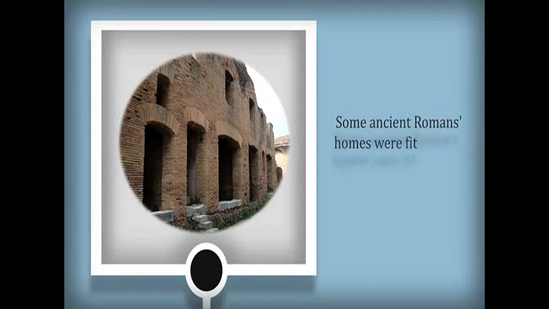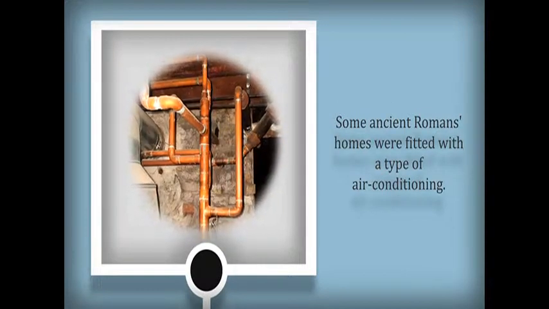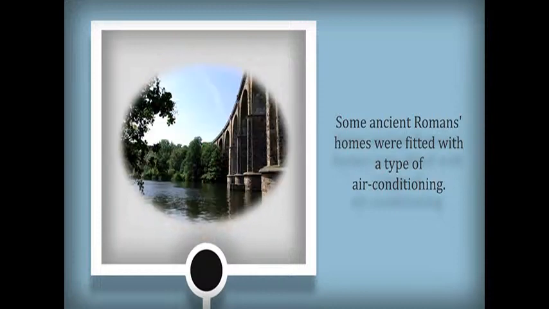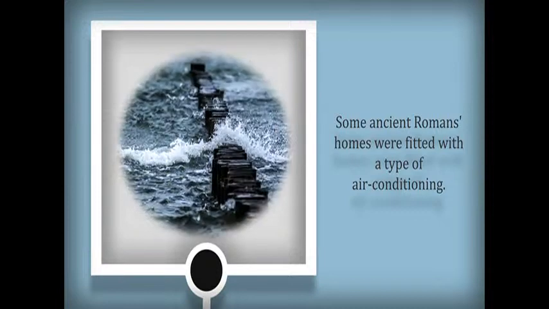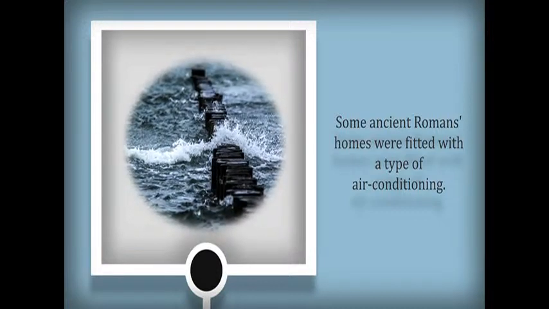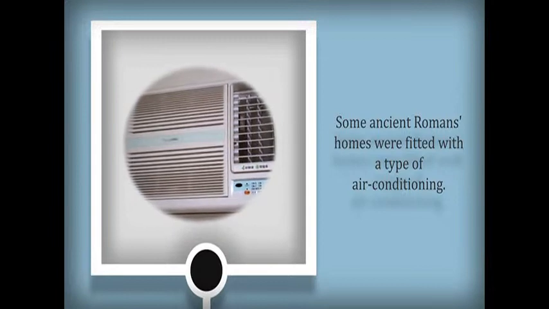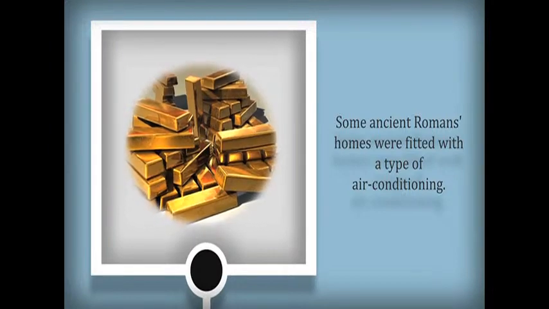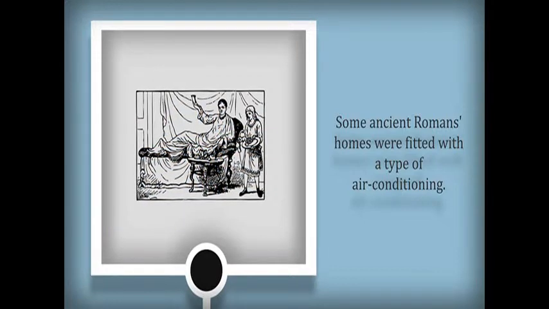Did you know that some ancient Romans' homes were fitted with a type of air conditioning? It's true. Some Roman homes had a network of pipes built into the wall so that during the hot summer months, cold aqueduct water could be pumped through these pipes, cooling the interior temperature of the house. This was an effective early form of air conditioning, although it must be noted only the rich elite of ancient Rome could afford it.